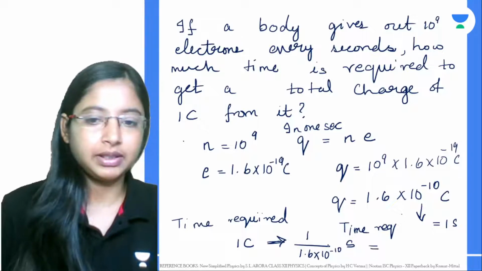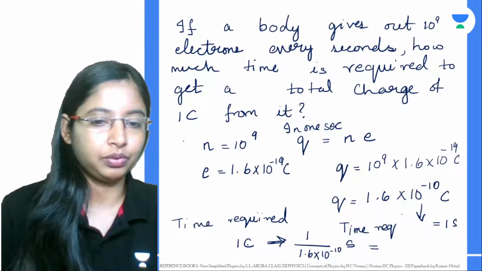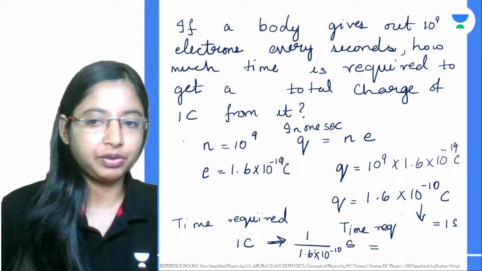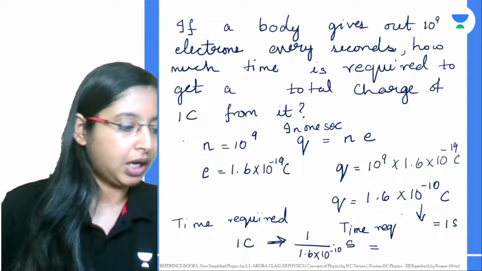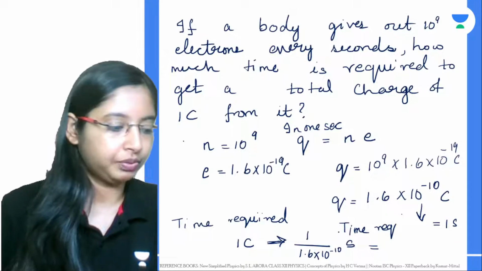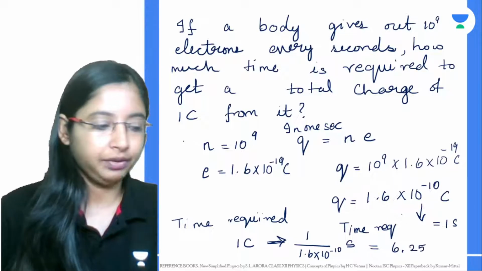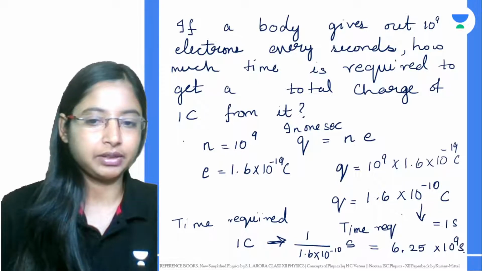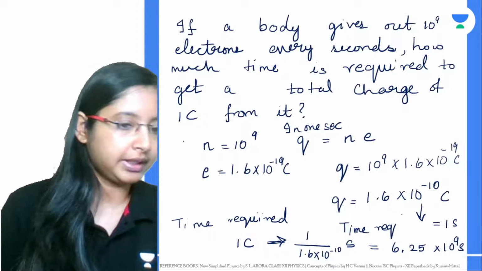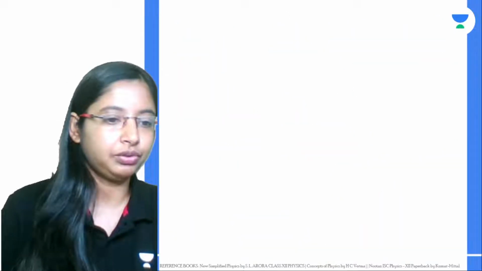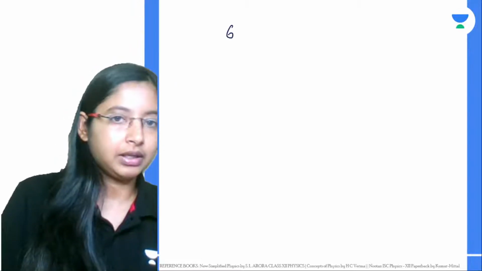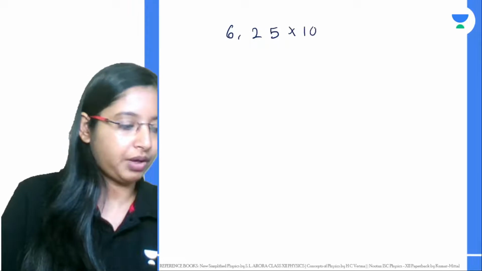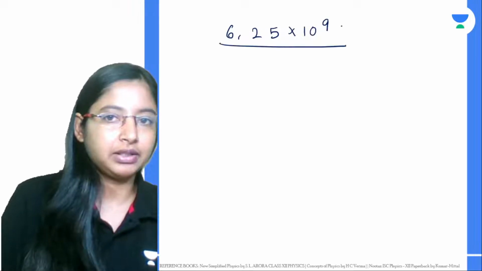This is nothing but 1 divided by this value, because we want 1 coulomb. So 1 divided by this particular value will give you how much time is required to get a charge of 1 coulomb. This basically gives 6.25 into 10 to the power of 9 seconds. Now the answer is in seconds. Let's try converting it into years. This 6.25 into 10 to the power of 9 is in seconds.